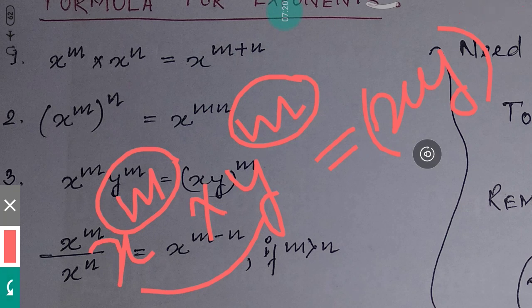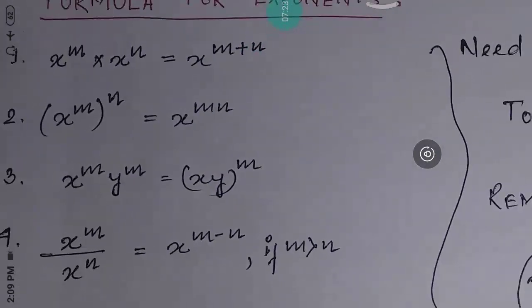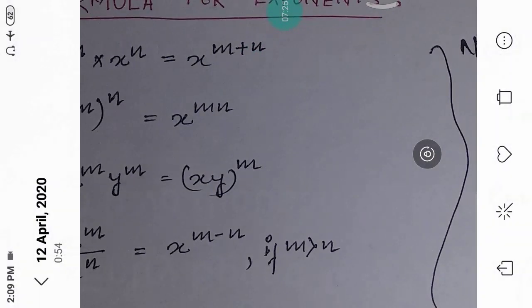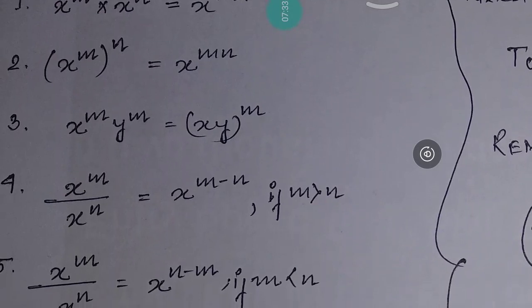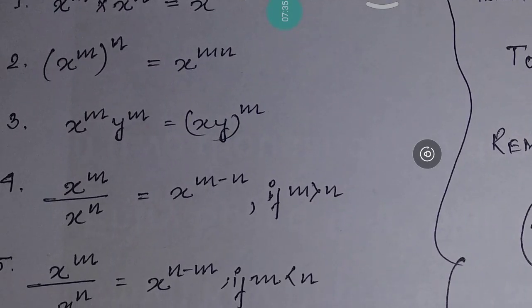See here, x power m y power m is equal to x y whole power m. These are all three formulas. These three formulas are the formulas of multiplication.